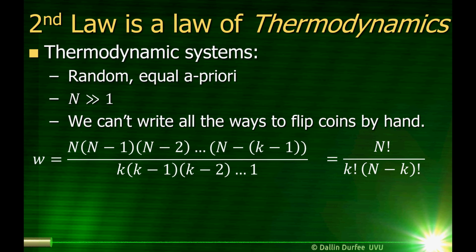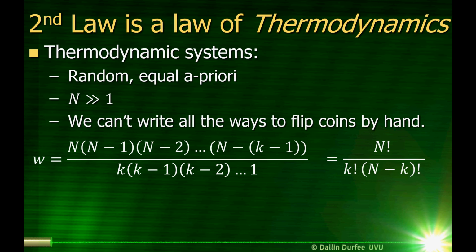So without having to write down all the different ways you can arrange coins, if you had 50 coins and you wanted to calculate the number of ways that you could have 10 of them heads up, that would be really tedious to do, writing down all the different ways. You can use this instead to calculate the number of ways without having to write them all down individually.